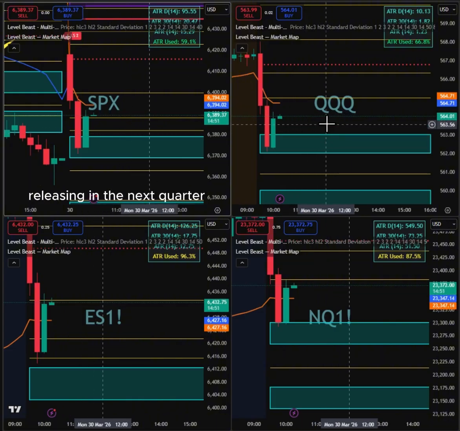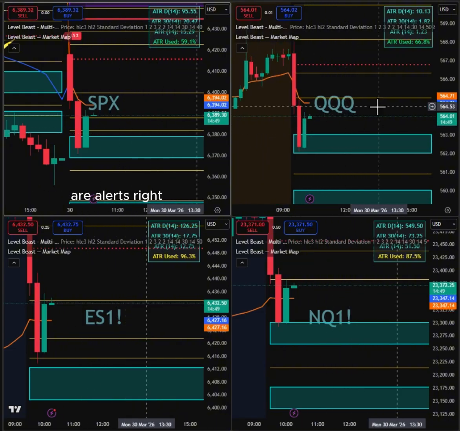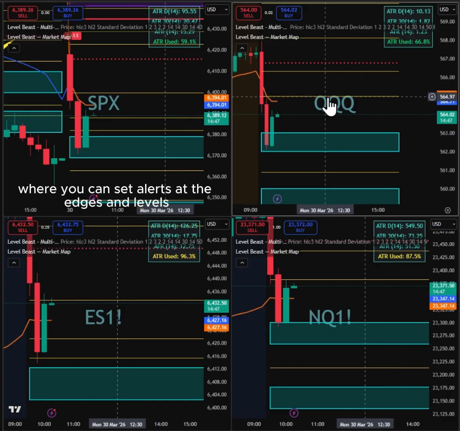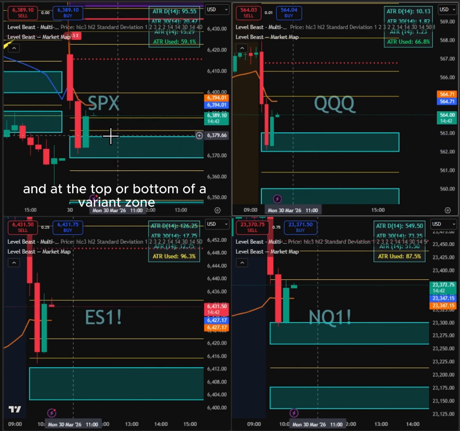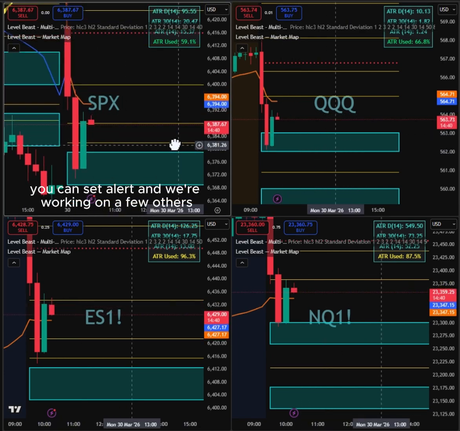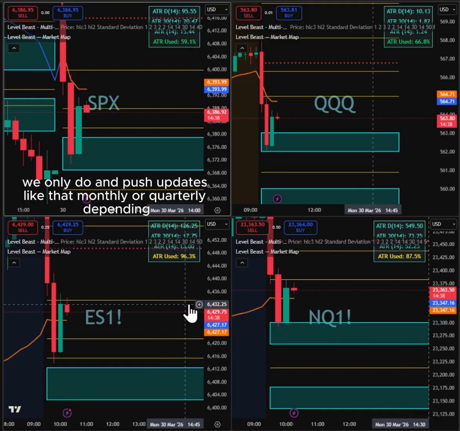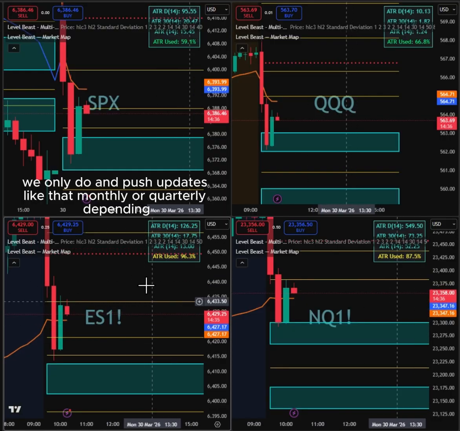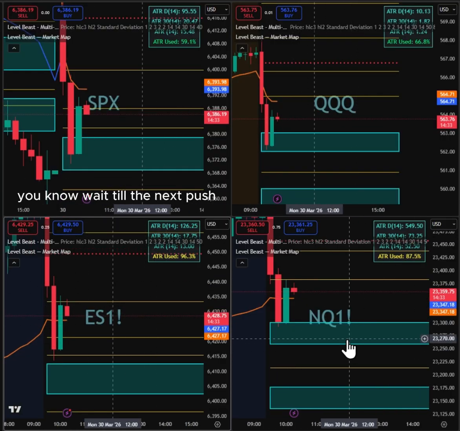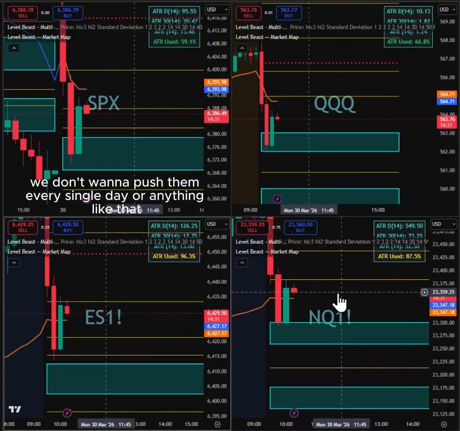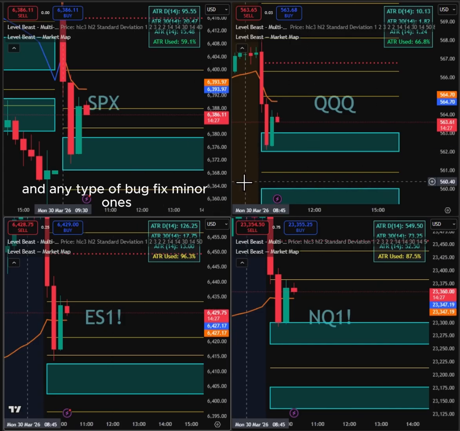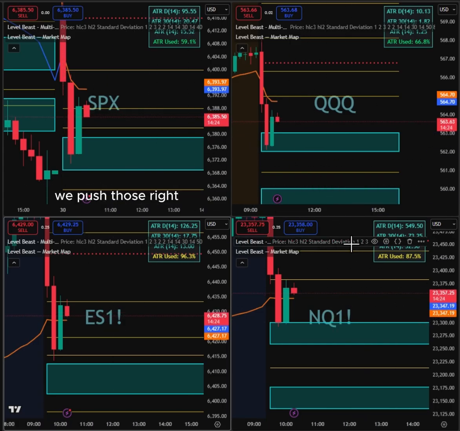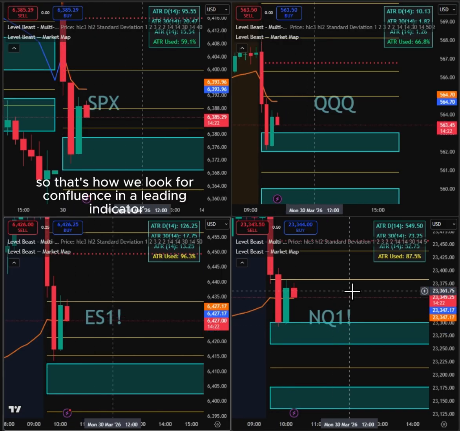What we're working on now, releasing in the next quarter, are alerts, right? Where you can set alerts at the edges and levels. So at any level, or at the top or bottom of a varying zone, you can set an alert, and we're working on a few others. We only push updates like that monthly or quarterly, depending, and then we wait for the next push. We don't want to push them every single day, because we're always working on releasing data, and any minor bug fixes, we push those, right? We fix those. So that's how we look for confluence in a leading indicator.